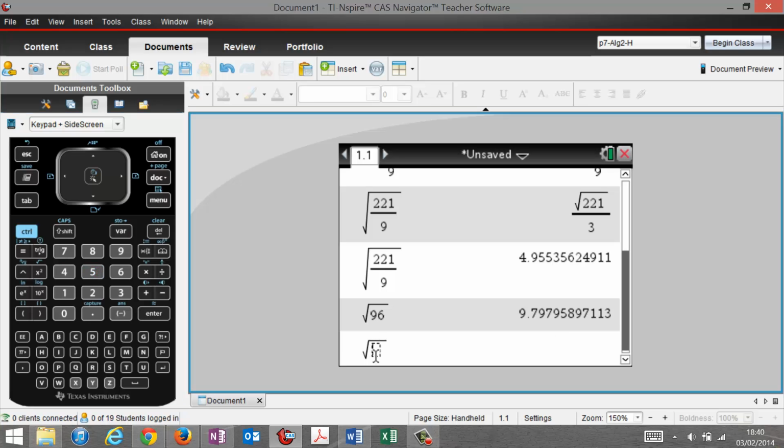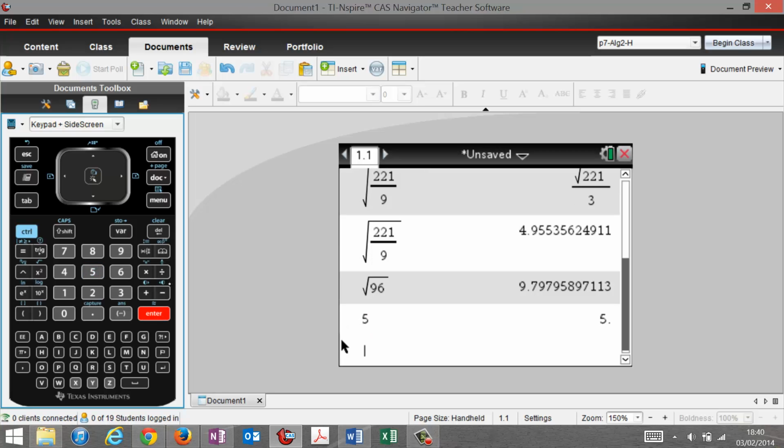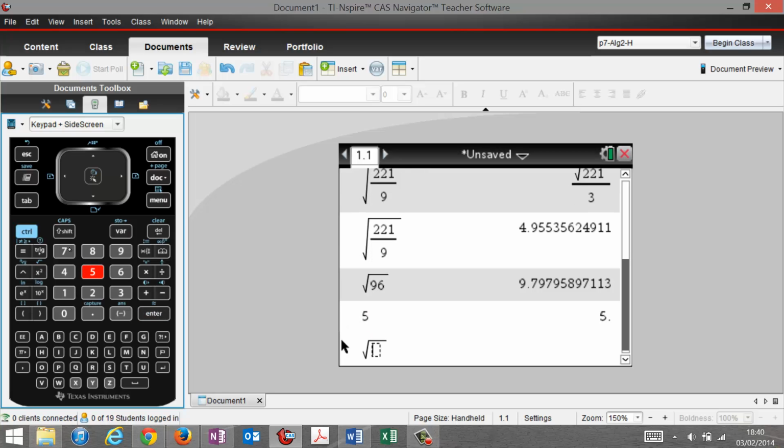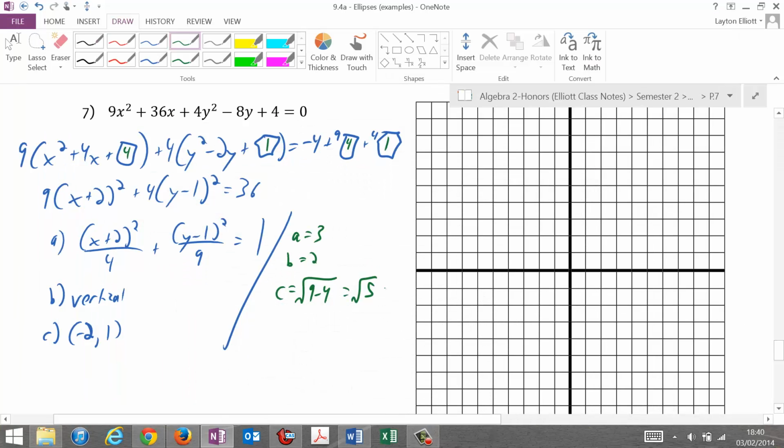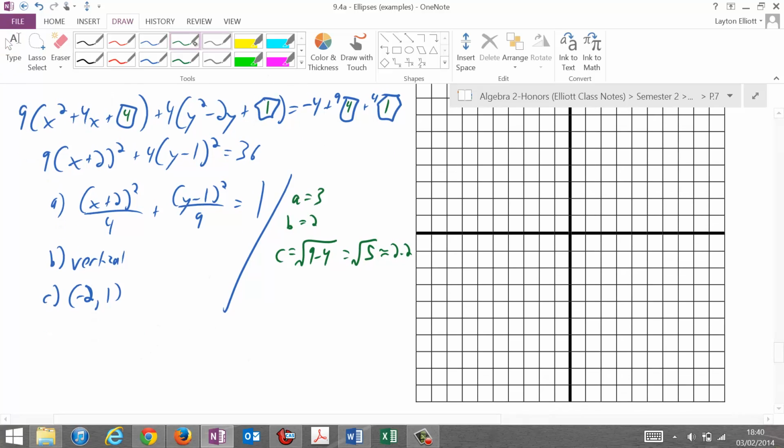Sorry, one more time. 2.2. I feel like we did that before. Okay, so plot the negative 2, 1, keep it the same scale. 3 up, 3 down, because it's vertical. 2 left, 2 right. 2.2 up, 2.2 down. V, V, M, M, F, F, and connect. And the graph part's done.